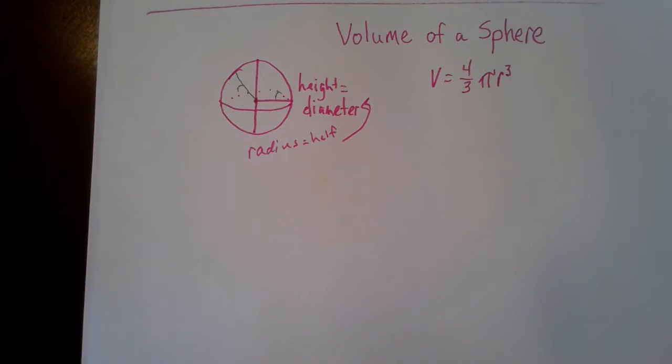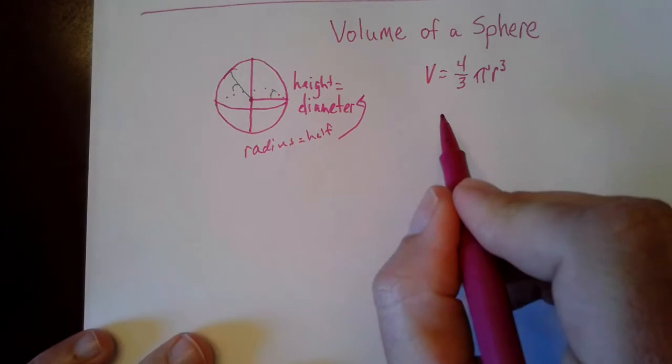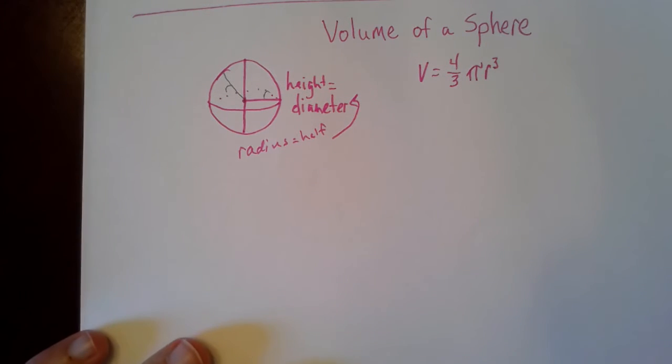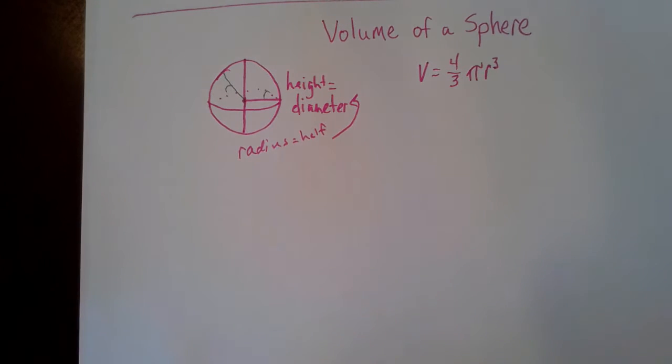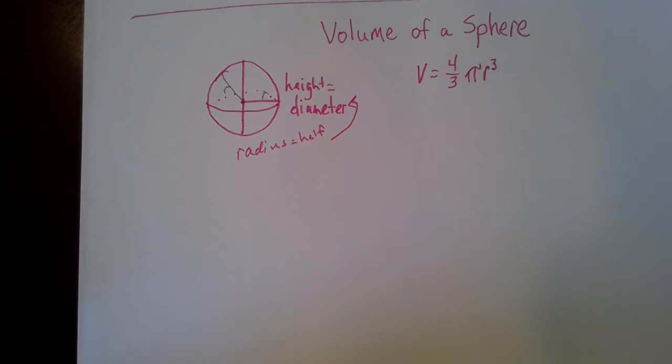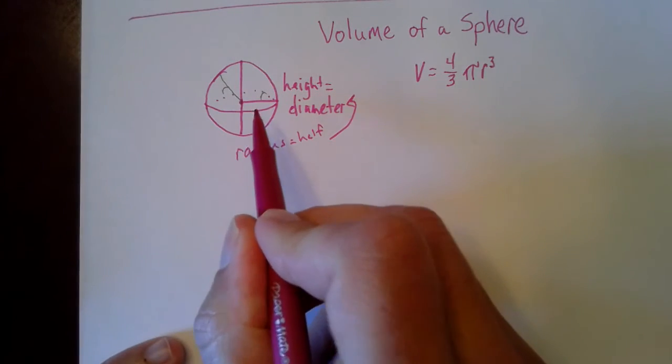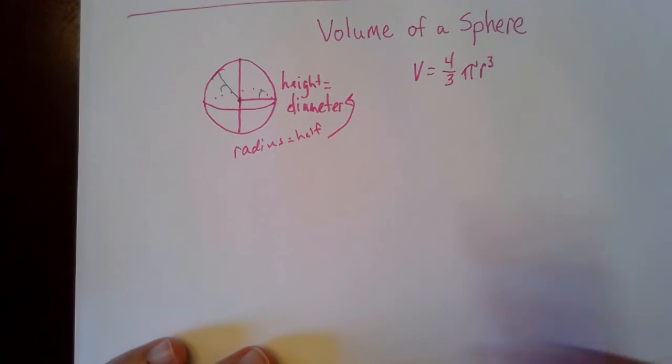Another interesting thing about the volume of a sphere is that it actually is twice the volume of a cone. Just saying, that's pretty interesting. It's twice the volume of a cone. So it just takes two cones to fill up a sphere with the same dimensions. So let's actually go through this and find the volume of a sphere given a height.